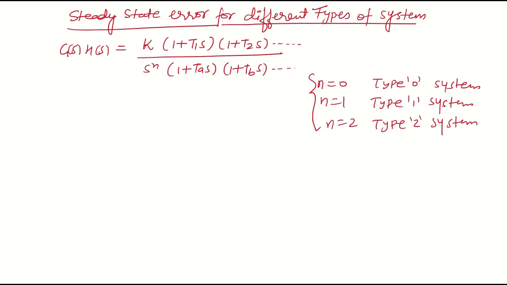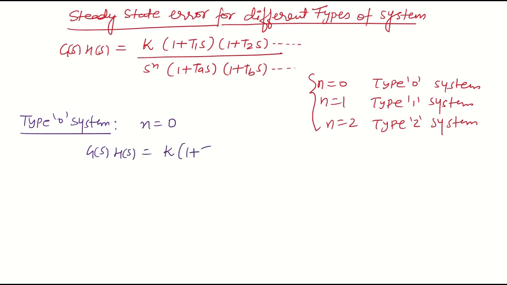Now let us first assume the type 0 system. For type 0 system, as already discussed, the value of n is equal to 0, so G(s)H(s) is equal to K times (1 plus T1s)(1 plus T2s), and so on, divided by, since n is 0, so this will be 1, the remaining terms (1 plus Tas)(1 plus Tbs), and so on. Now for this type 0 system, we want to calculate the different error constants, which we have already defined in the previous slide. So first of all, what is the value of Kp for this type 0 system?